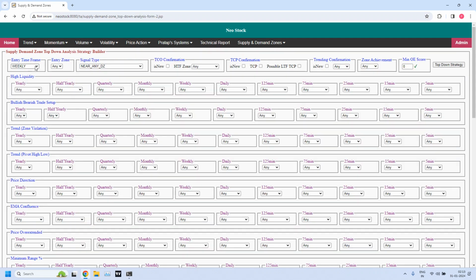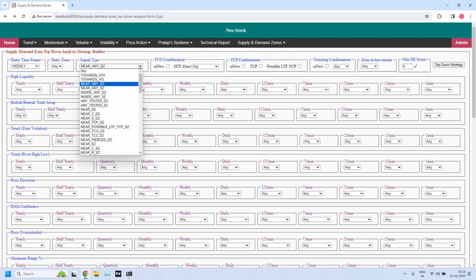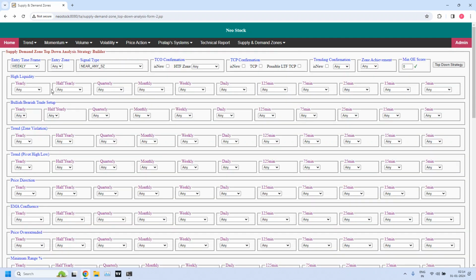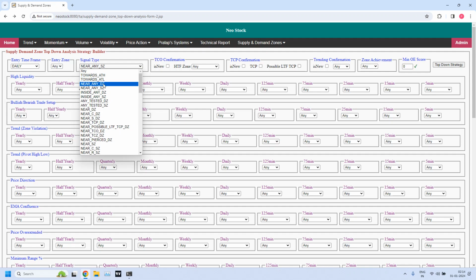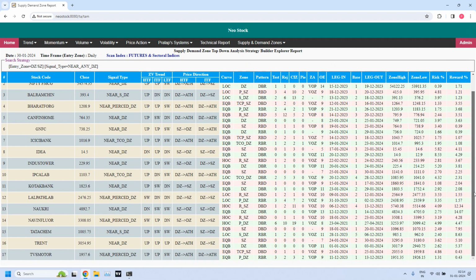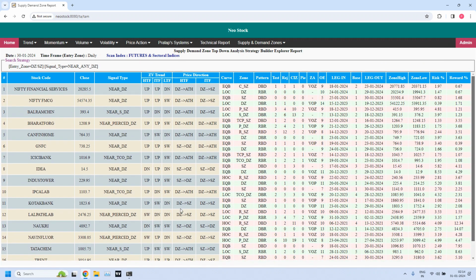Let me go back. For the weekly time frame, let me find the stocks near the weekly supply zone. These 5 stocks are filtered. So let me go back. Let me change the time frame to daily, and let us find the stocks near the daily demand zone. Total 17 stocks are filtered. Let us find the high liquidity zones.